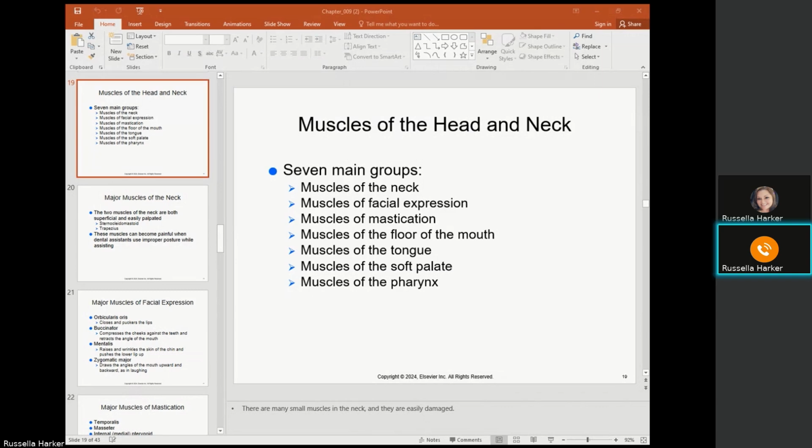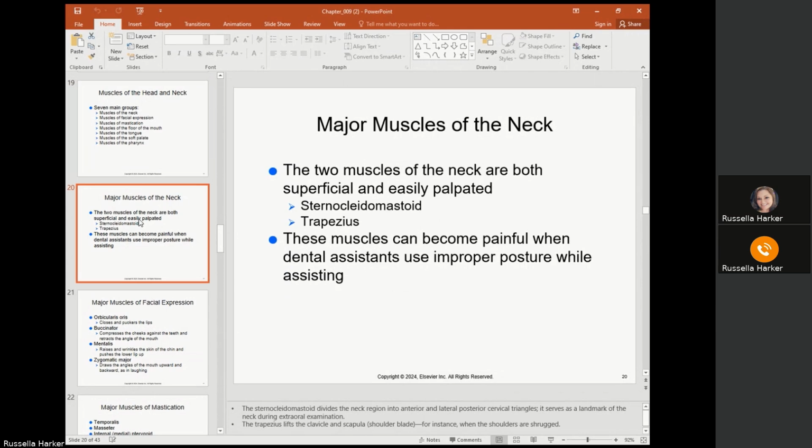These muscles can become painful for dental assistants if you're using improper posture. So you need to be careful that you're sitting correctly in your chair or standing correctly when you're assisting. That is something that you will learn with ergonomics in Mod 3, or that you have already learned in Mod 3. Major muscles of the neck that can be palpated are listed here that I went over.